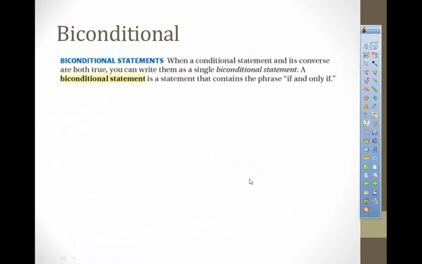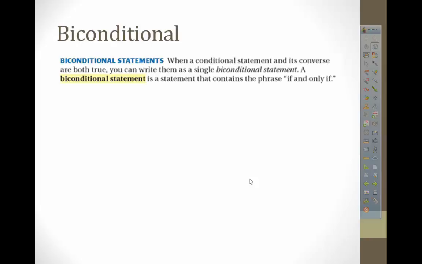All right, now we're at the final idea of this lesson, and that's what we call a biconditional statement. Now, sometimes when you write a conditional statement, the converse will also be true. And in that case, all four of those statements would be true. The converse would be true, the inverse would be true, the contrapositive would be true, and the original conditional statement would be true. And if that's the case, then what we can do is write a biconditional statement.